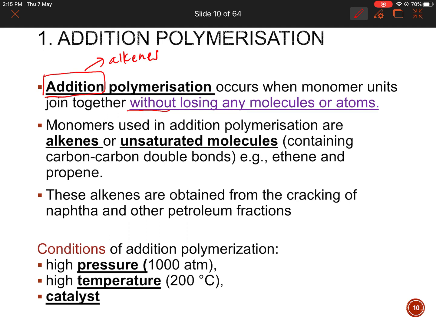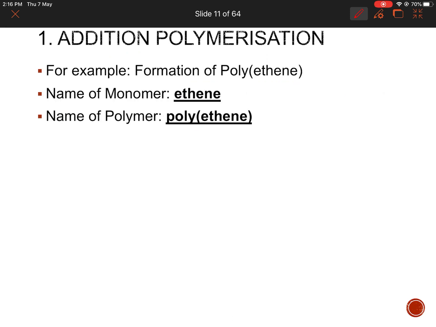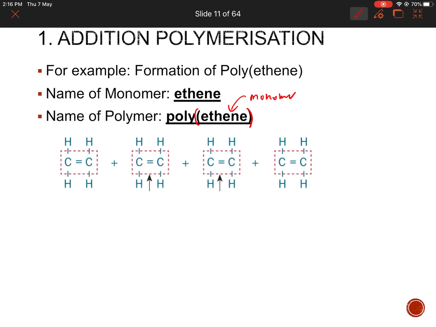So not surprisingly, the monomers used in addition polymerization are also alkenes, or they have to be unsaturated, meaning they contain at least 1 carbon-carbon double bond. So when you have all these alkenes, if you place them together and subject them to high pressure, high temperature, and a catalyst, they will all join together to form a large chain molecule, and we call that a polymer. So for example, if I have a monomer called ethene, the polymer will just be called poly, bracket, and the name of the monomer. That simple.